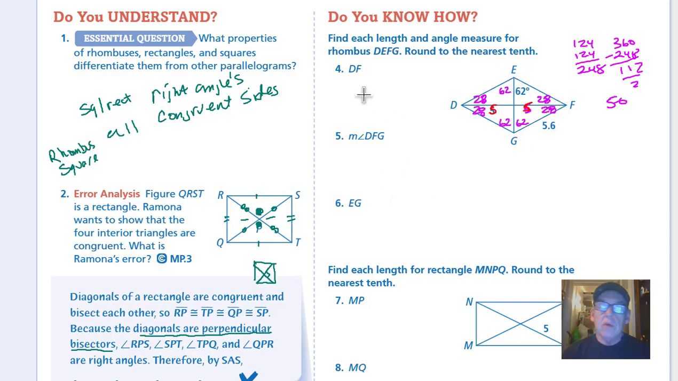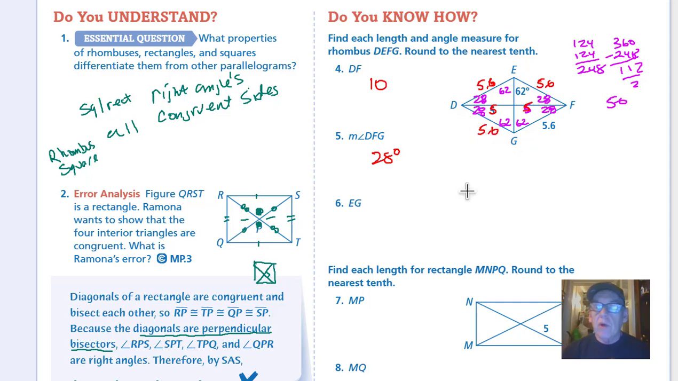So let's see what we got. It wants to know the length of DF. DF is going to be twice 5. That's going to be 10. A measure of DFG. DFG, that's 28 degrees. And EG. Now, EG, I don't see that we can find that without, well, okay, here they're telling us this is a 5.6. I didn't see that, or I overlooked it. So these are all 5.6s.